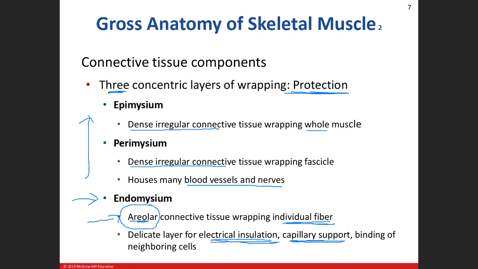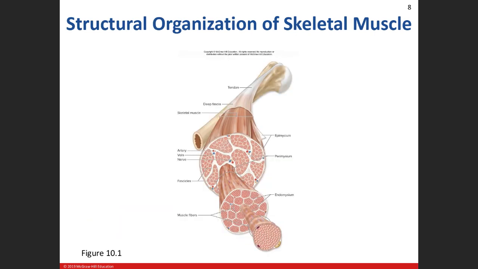Here again, this is showing you the coverings. This is that individual muscle cell. It's got the endomysium covering it, that loose connective tissue. And you can see here's our fascicle, covered by the perimysium, and that's the dense irregular connective tissue. And then finally, the muscle as a whole is covered by the epimysium, which is another dense irregular type of connective tissue.